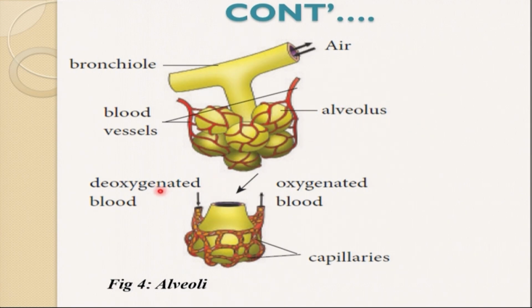We have the side which is the deoxygenated blood entering, which is exchanging to become oxygenated blood. And these are blood capillaries which are supplying the alveoli with oxygen and even nutrients, without forgetting removing the waste product from the lungs.